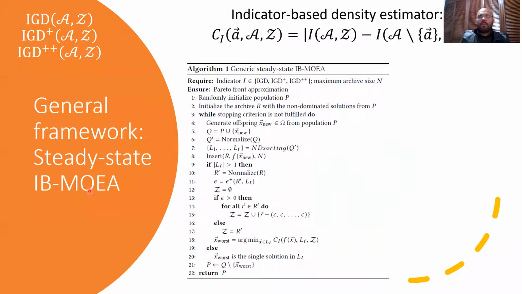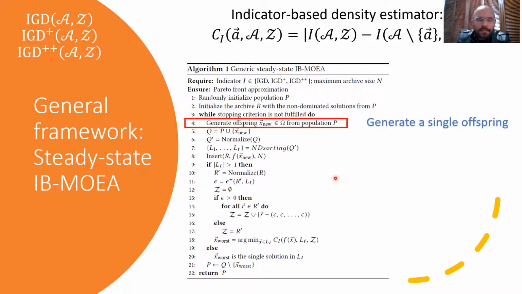Okay, so to define a fair comparison between IGD, IGD+, and IGD++, which are not Pareto compliant, weakly Pareto compliant, and Pareto compliant indicators respectively, we will use this general framework of a steady-state MOEA. This general framework is closely related to that of SMS-EMOA. So instead of using the hypervolume contribution, we will use the contribution to IGD, IGD+, or IGD++.